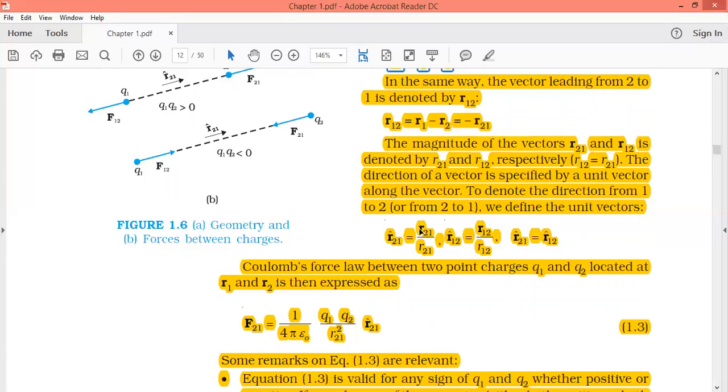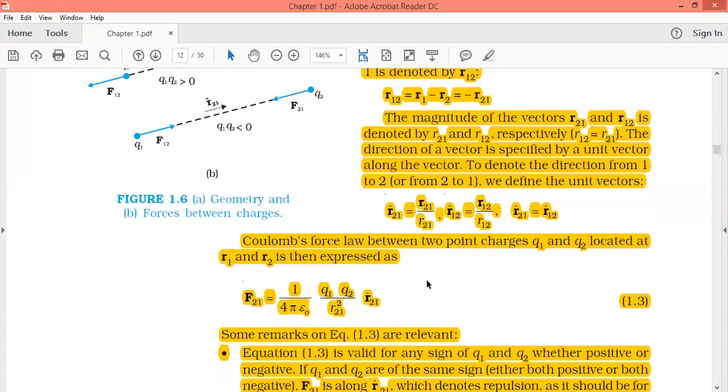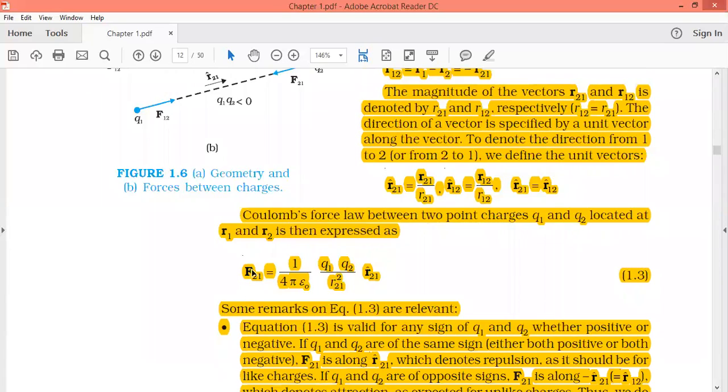How do you find the unit vector? The vector divided by the magnitude of the vector. That gives you the unit vector along that direction. Similarly, if you want to find F12, how do you do it? Wherever we have 2, 1, we have to replace it with 1, 2. So F12 is nothing but the force on charge 1 due to charge 2.